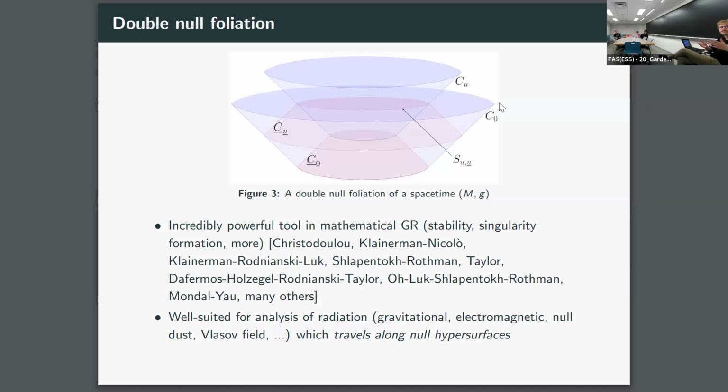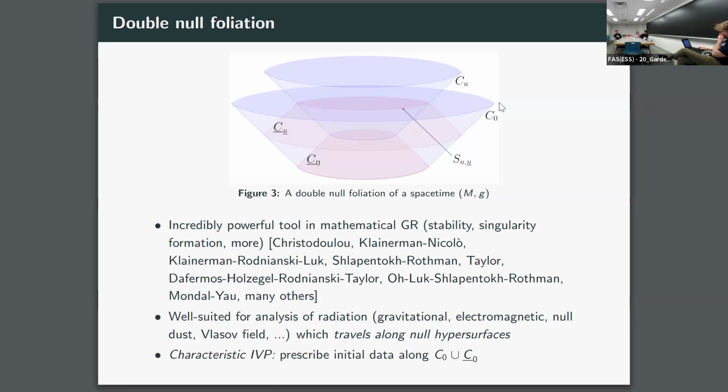Conversely, in, for instance, a trapped surface formation result, if you have incoming radiation that you're trying to focus in the future and form a trapped surface, that's going to be traveling inwards along these red incoming hypersurfaces. Okay, so just a slide kind of motivating why we would care to study these double null foliations. And kind of another crucial point is that they're the natural setting to consider the characteristic initial value problem, which instead of prescribing initial data at time t equals 0, you prescribe it along the initial hypersurfaces, so C0 union C bar 0.